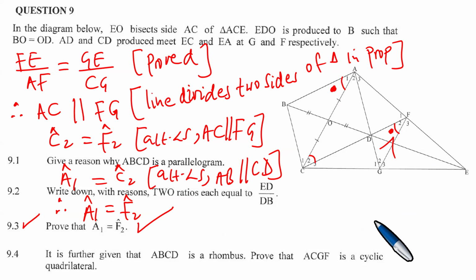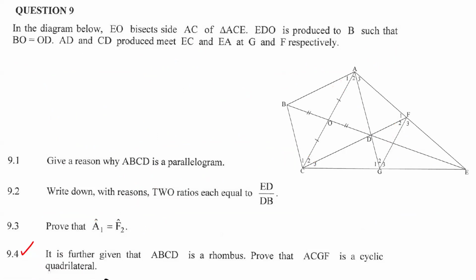Next point. We want to prove 9.4. It is further given that ABCD is a rhombus. Rhombus means that the opposite sides are parallel and equal to each other. All the sides are equal and the opposite ones are parallel. Okay, so this is a rhombus.